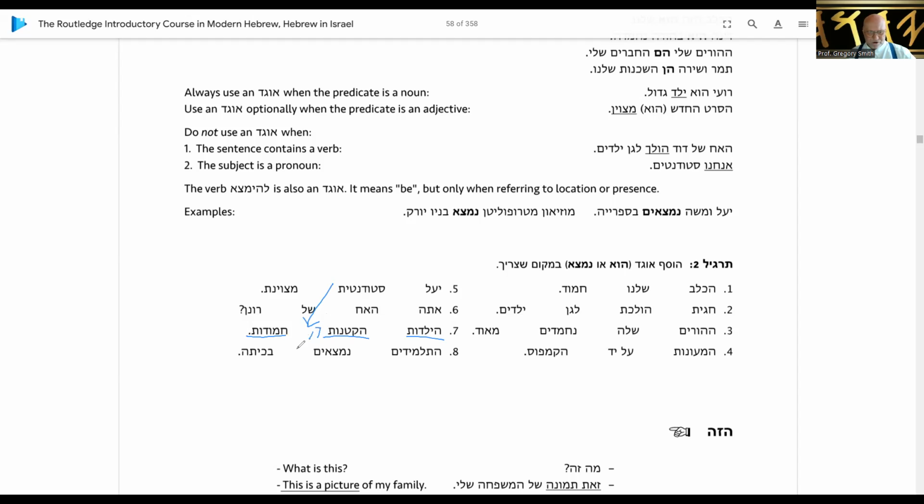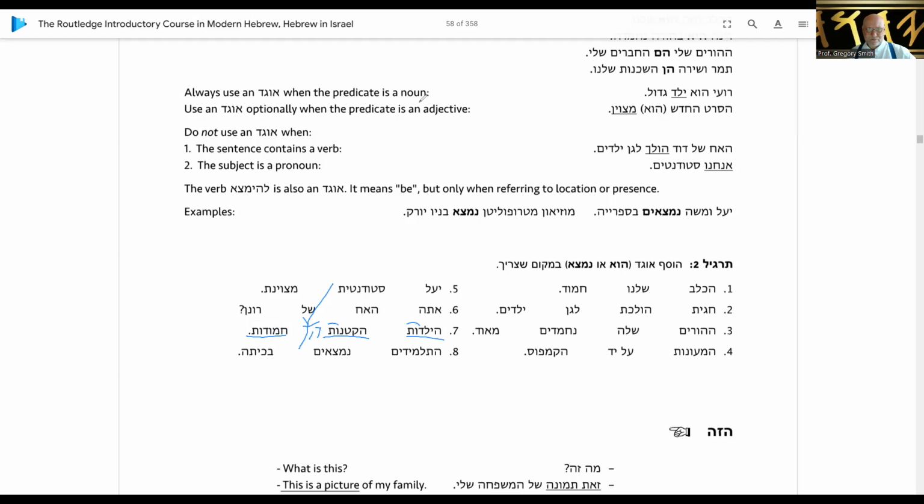So I think you're going to use hen, because look at this: plural, feminine, gender, number. Hayeladot, hakatanot, hen. I think it's hamudanot. Not that one either. Hamudot, there it is. So hayeladot, hakatanot, hen hamudot.